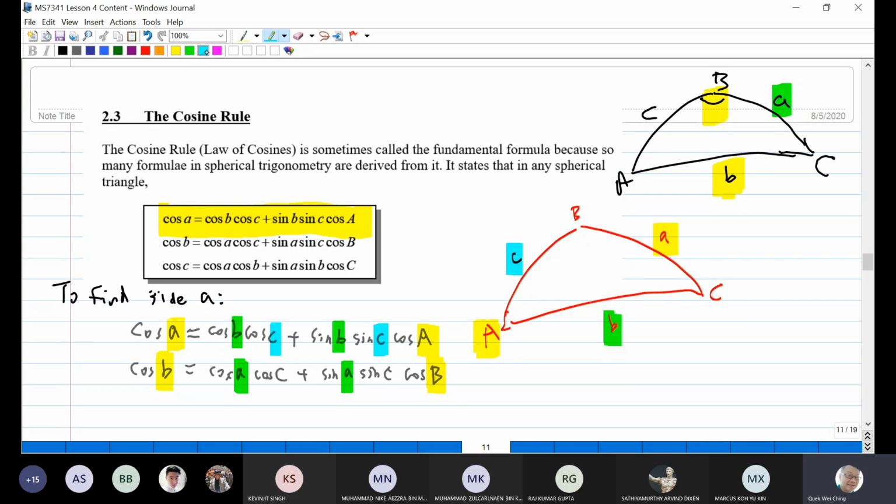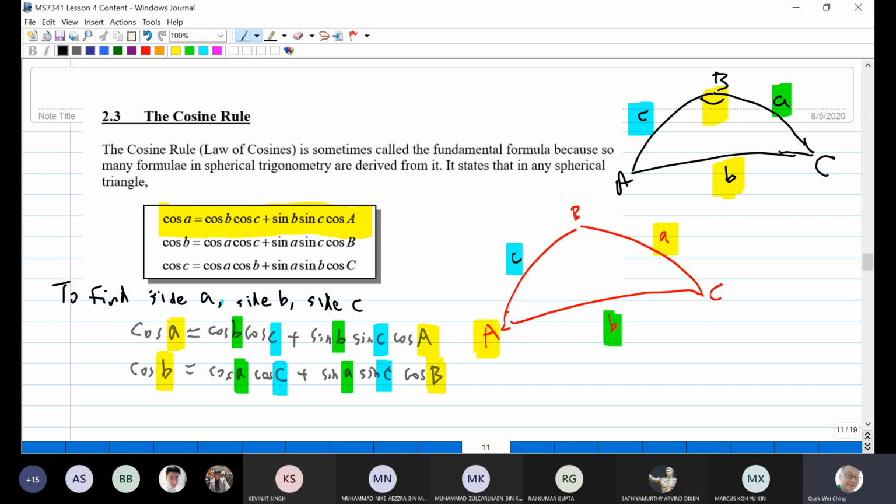The blue one is maybe a small letter, so that you don't get confused. So this will be side C, cosine C, sine C, small letter. So you can follow this pattern to find side A, side B, side C, right? To find side A, same thing here: you can have side A, side B, and side C.